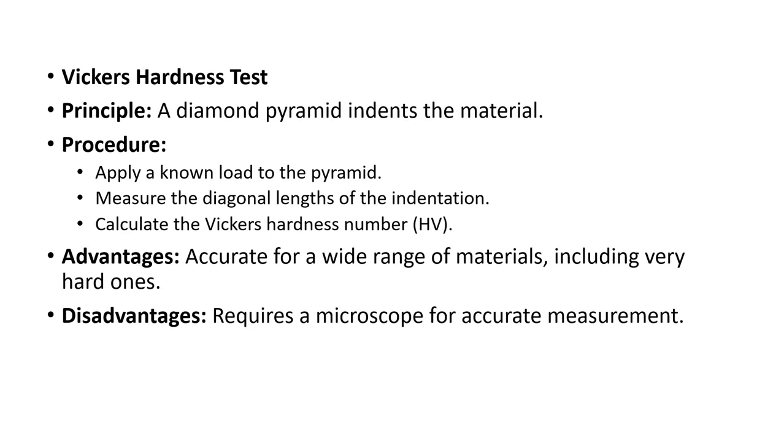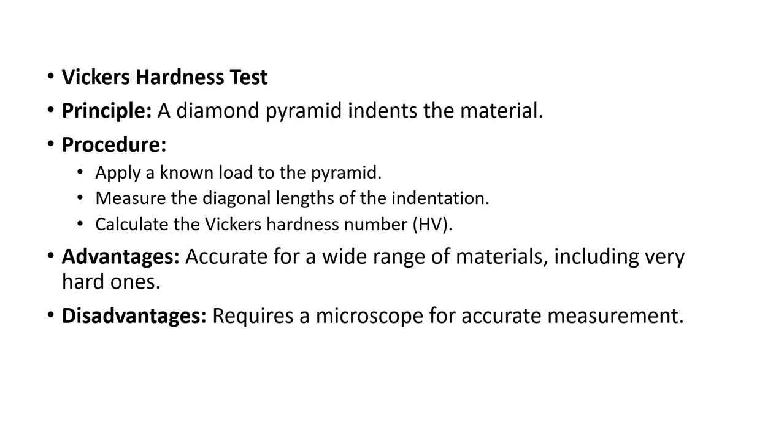and calculating the Vickers hardness number, that is HV. Again repeating, there are three types of test: Brinell, Rockwell and Vickers. Brinell hardness depends on the diameter of the indentation. Rockwell hardness depends on the depth of the indentation, and Vickers hardness depends on the diagonal length of the indentation. And according to that, we are calculating the Vickers hardness number by using the diagonal length of the indentation.